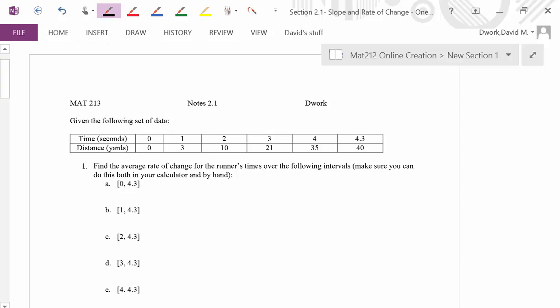So the very first thing I want you to do is take a look at this set of data, analyze it, make sense of it, and then use this table of data to find the average rate of change for the runner's time over the following intervals. Note this is interval notation. For the first problem, we're going to find the average rate of change for the runner from 0 to 4.3 seconds. So pause the video, try it if you know how to. If you don't, well, here I go.